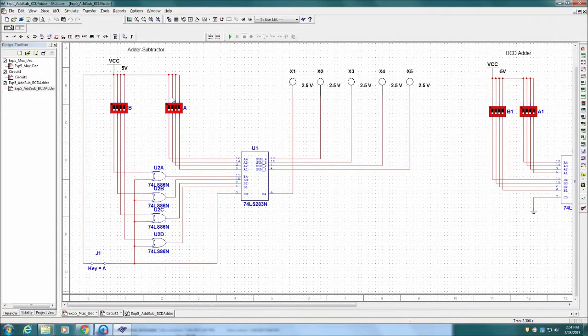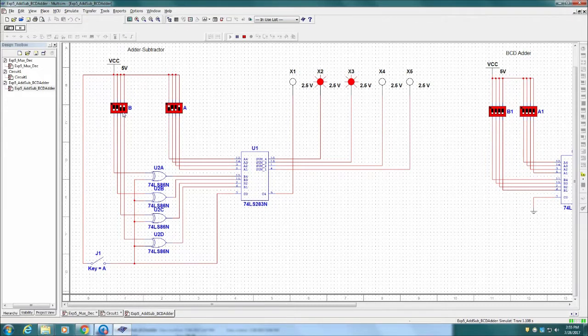Next is the adder subtractor using a 4-bit adder IC 74283. For the adder subtractor circuit, there are two inputs, A and B, both of which are 4-bit numbers. The J1 switch is used to select between addition and subtraction. When it is 0, the operation will be addition. When it is 1, the operation will be subtraction. The outputs are S, which is 4-bit, S4 to S1, and carry C4.